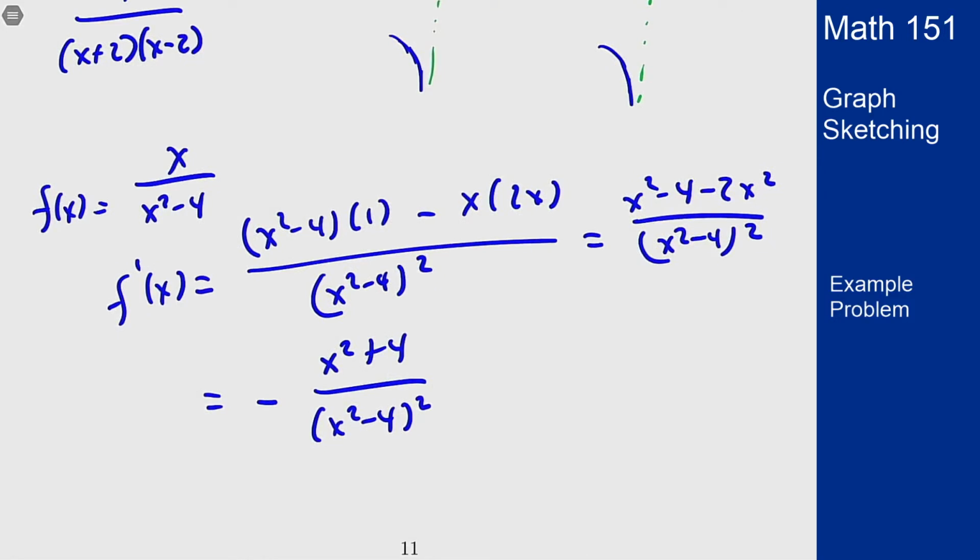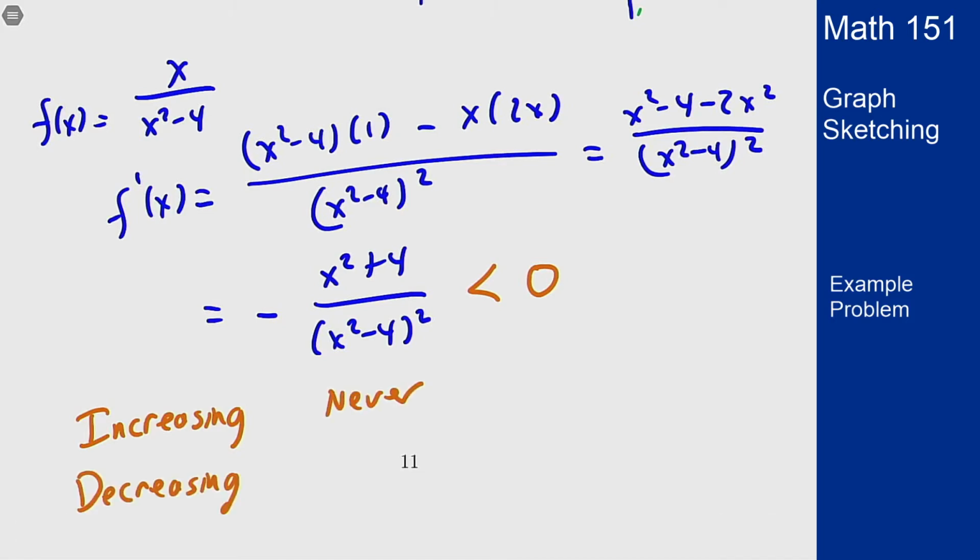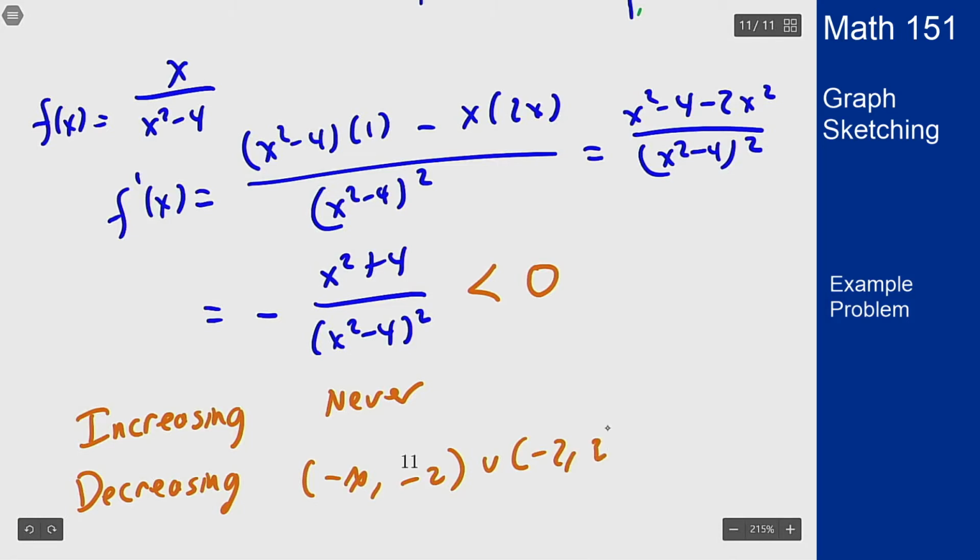If you look at this function, what you notice right off the bat is this function is never positive because this x squared plus 4 is always positive. This is something squared, so it's always positive, and it has a minus sign. So this is actually always negative, which means the function is increasing never and decreasing always, but I have to also account for the asymptote. So it'll be decreasing on negative infinity up to minus 2, the first asymptote, minus 2 up to 2, the second asymptote, and then 2 up to infinity. This also means we have no critical points and no local maxes or mins.